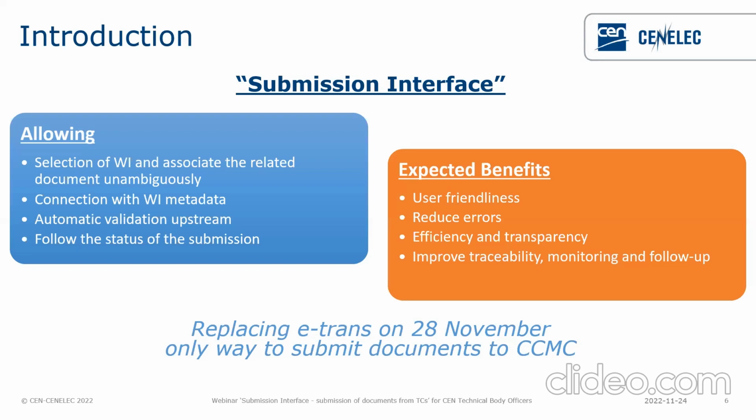As I said, the submission is completely connected to the work item metadata, which means that in terms of the submission to CCMC, there are some automatic steps that will happen. Further on, there is a validation of the submission. If there is an error or if there are things missing in the submission, you will not be able to submit the document to CCMC. And once you have submitted and it has been validated through the process, you will see the status of your document.